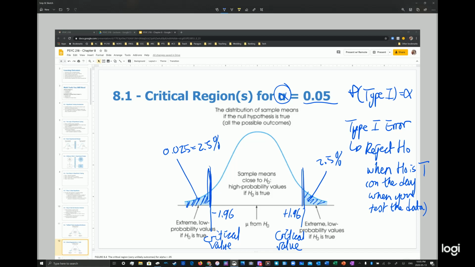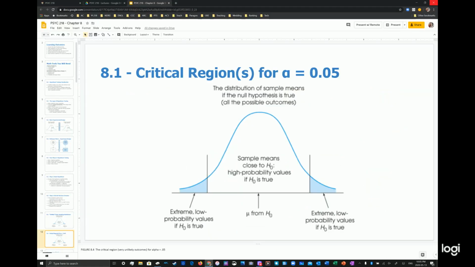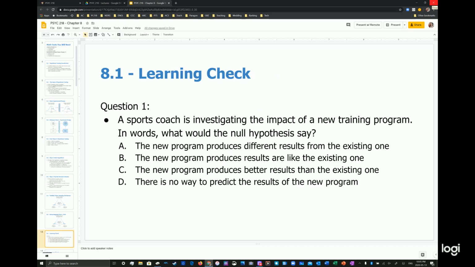So again, that would be saying, oh yeah, only 5% of the entire sampling distribution is going to get a sample mean that is either above or below 2 standard deviations away from the mean. Well, that is more than 2 standard deviations above or below the mean. Extreme values. So here's our first learning check then.